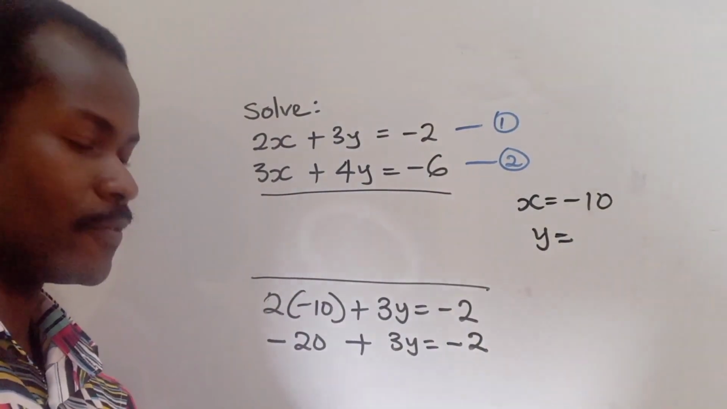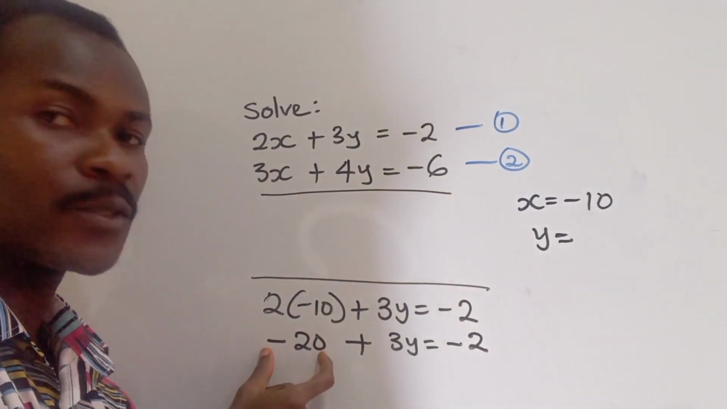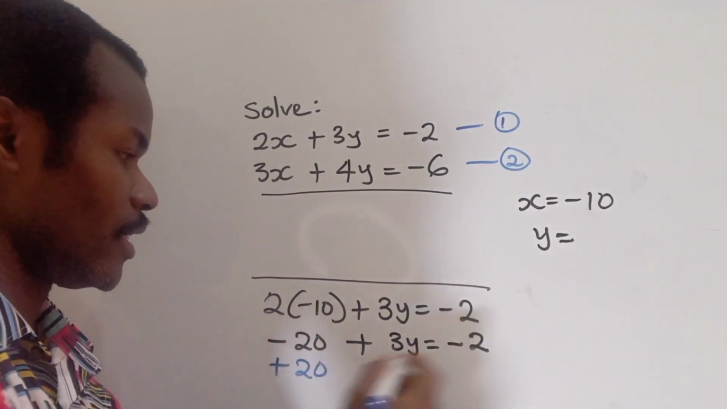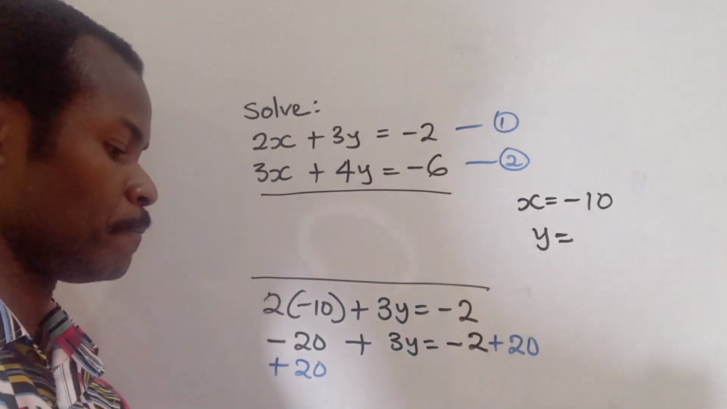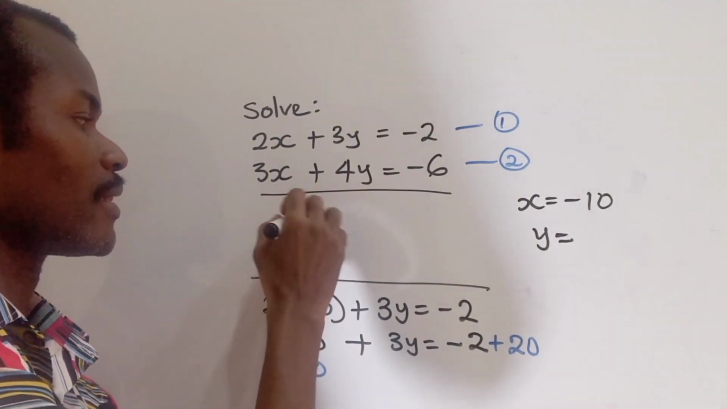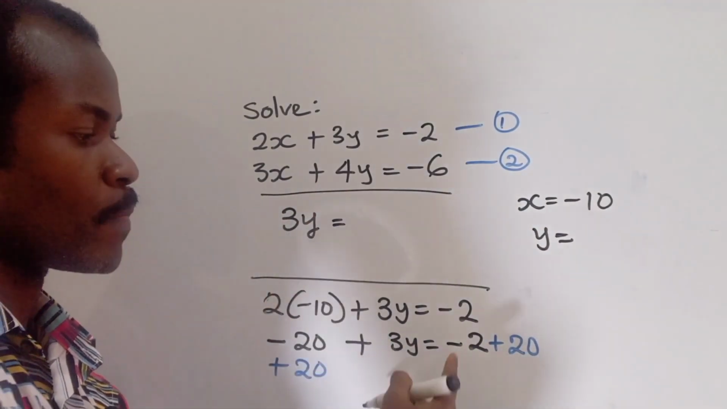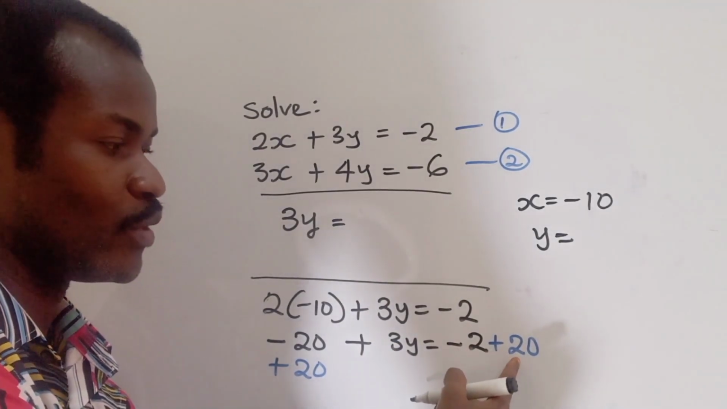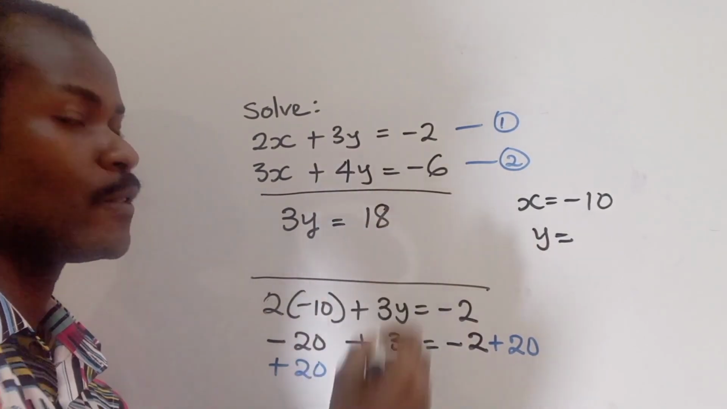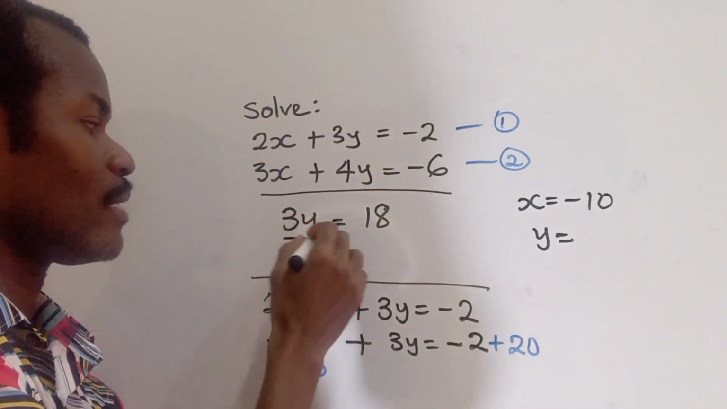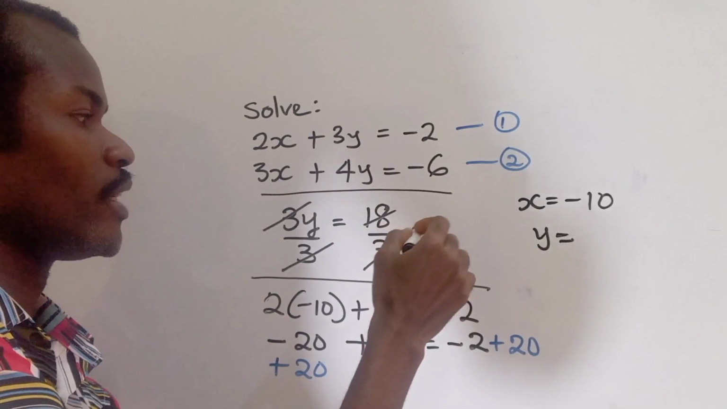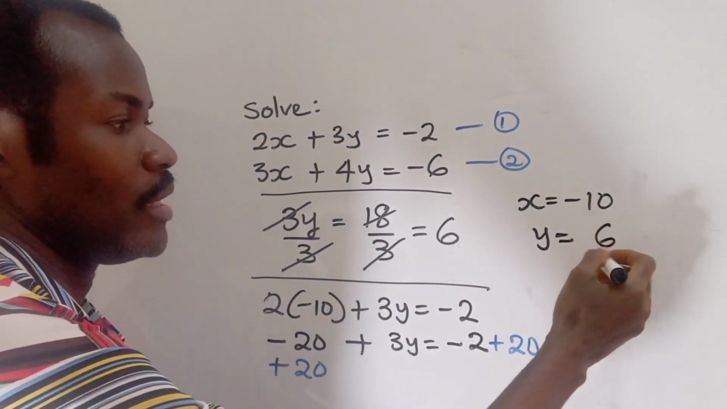From this step, we can now make y the subject of formula. So I'm going to add 20 to both sides. Alright, so if I add 20 here, I'm also going to add 20 here. Alright, so that this becomes 0. So I'm left with my 3y, which is equal to, now minus 2 plus 20 is simply going to give us 18. Now I'm going to divide both sides by 3. This will cancel this, and this cancels this, we have 6. So our y in this problem is 6.